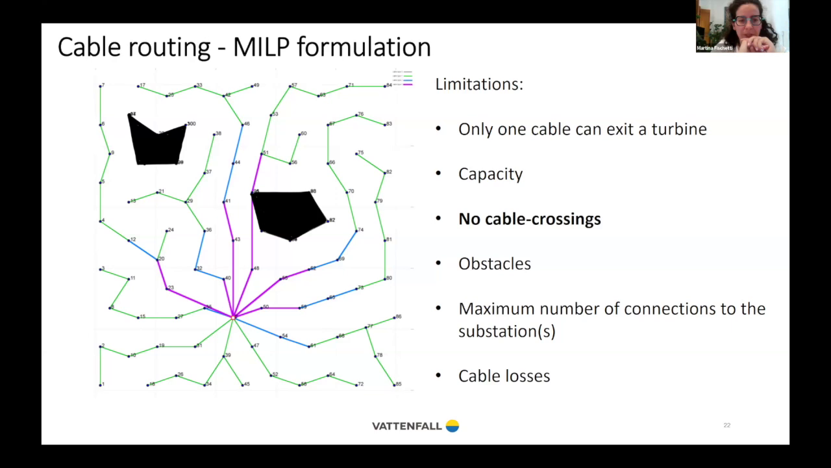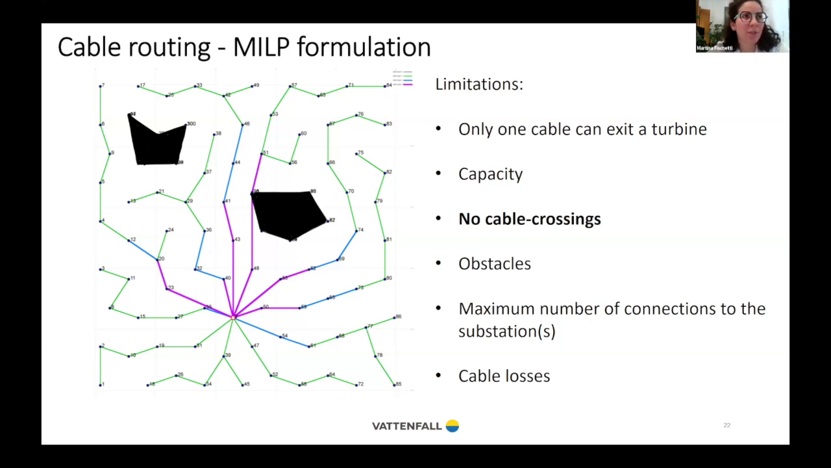Finally, there are also some limitations at the substation, because the substation physically has a number of plugs, let's say. So there is a maximum number of connections to the substation. The number of cables that connect here to the red square is limited and given in input. So these are the main limitations, the main settings for the problem.